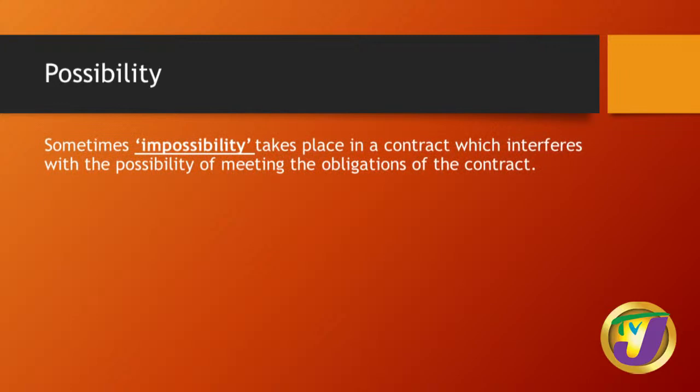Now, as it relates to possibility, we have cases where there are scenarios of impossibility that might take place, especially where we have unforeseen circumstances. So sometimes impossibility takes place in a contract where it interferes with the possibility of meeting of obligations of the contract.